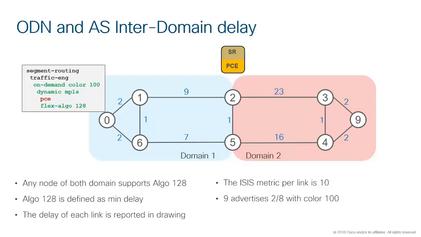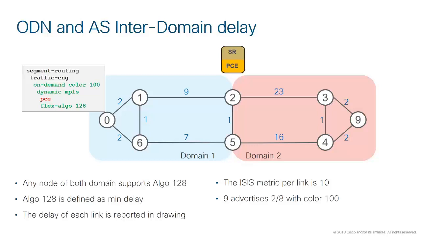I'm reminding you here what ODN is. And if I apply ODN to FlexAlgo, it's again intuitive. The only thing I'm going to add to the CLI is that, in the mapping of the color, I'm just saying which flexible algorithm I prefer. So when 0, for example, is receiving this VPN route 2/8 from 9, and it doesn't know where 9 is, with the color 100, it's going to do ODN on demand to the segment routing PC, but it's going to indicate in the PCEP message, hey, I need connectivity to 9, but I prefer it with flexible algorithm 128.